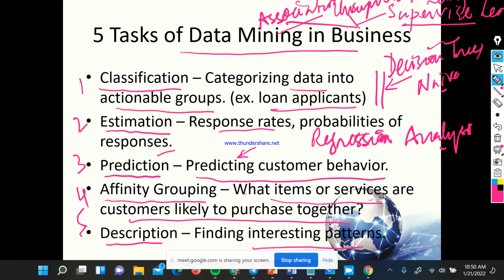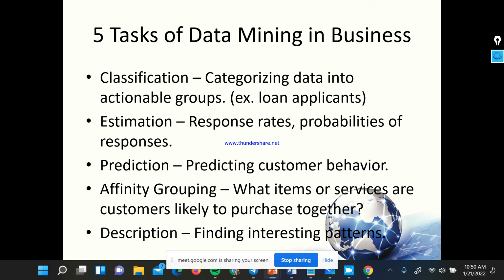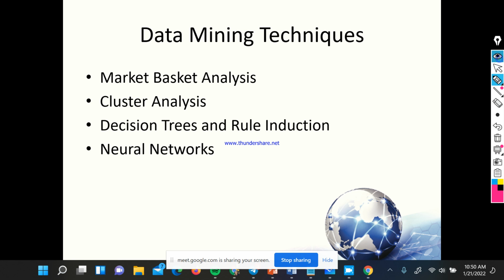Tools. I want to demonstrate many things. So let us proceed to the next. As you see, data mining techniques, we have market basket analysis, cluster analysis. Cluster analysis means we are talking about unsupervised learning.